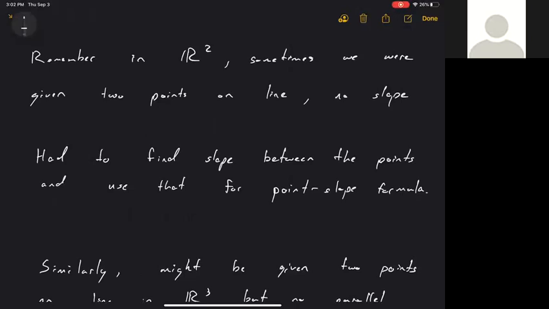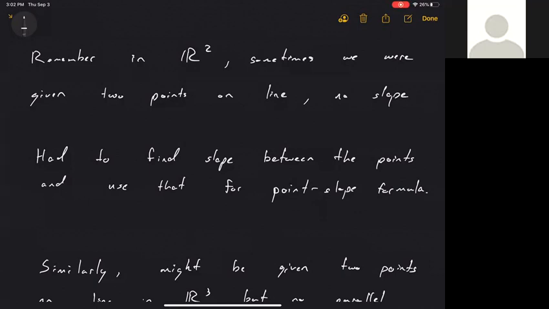Moving on. Now, remember that when I'm trying to find the equation of a line in R2, even when I was trying to use the point slope form, sometimes we weren't given the slope, right? Sometimes we were told 2 points on the line. So what did we do? We solved for the slope, and then we picked one of the points and used the slope we found to write the equation of the line in point slope form. And we can do a similar thing in R3.